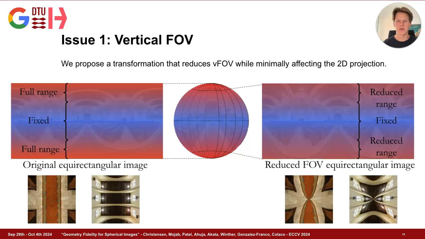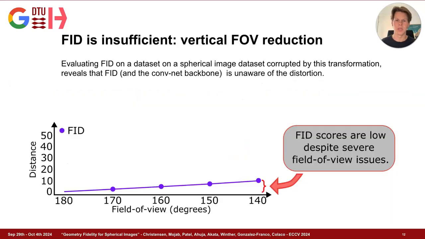To test the awareness of the spherical geometry of metrics like FID, we propose a transformation that lowers vertical field of view. The corrupted image displayed earlier is an example of this. As suspected, we see that the FID score is oblivious to this. The FID barely increases as we decrease the field of view by 40 degrees. As such, FID is not a reliable indicator of images being spherical or not.